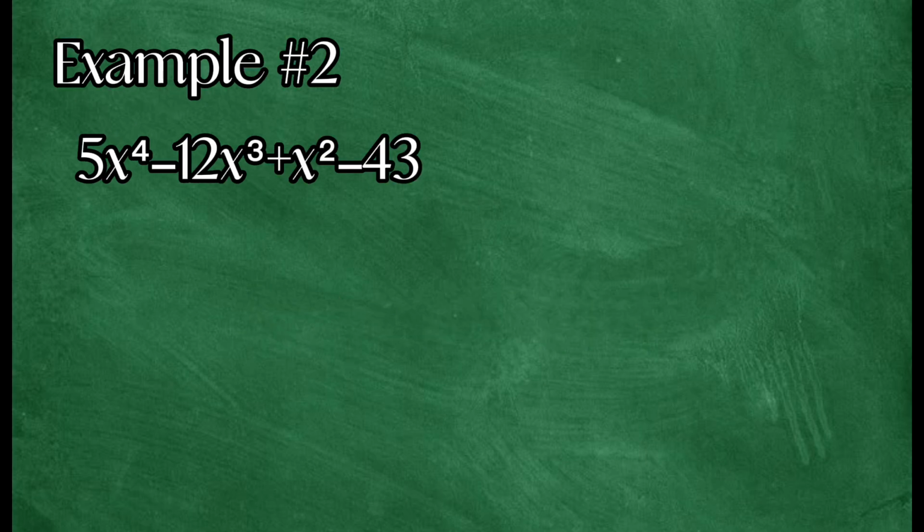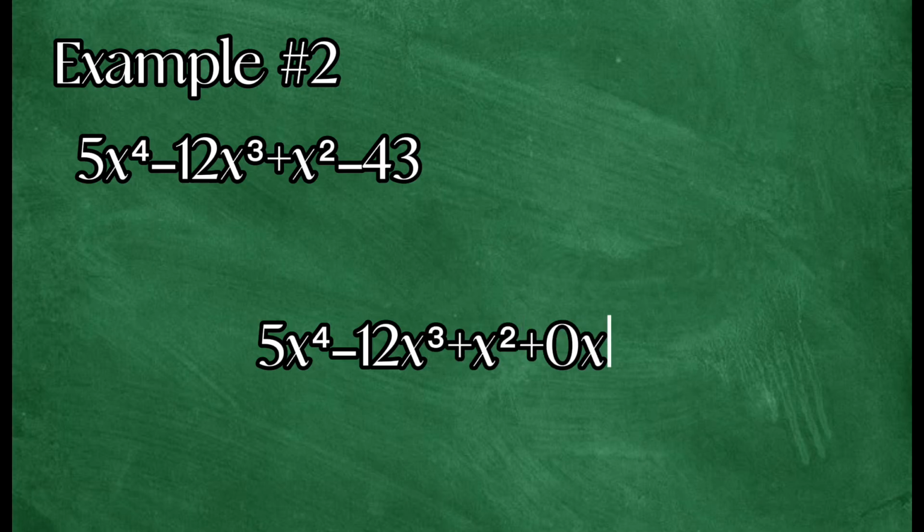Another example, 5x to the power of 4 minus 12x cubed plus x squared minus 43. As you can see, we still have a missing power, so we write it again as 5x to the power of 4 minus 12x cubed plus x squared plus 0x minus 43. Now we already know how to arrange the polynomials to its descending power. We may now proceed on dividing polynomials using long division and synthetic method.